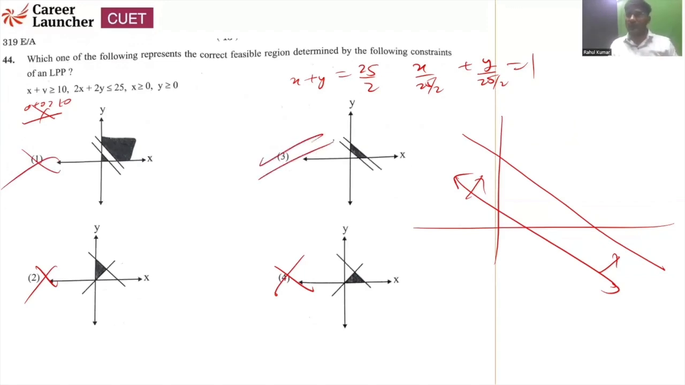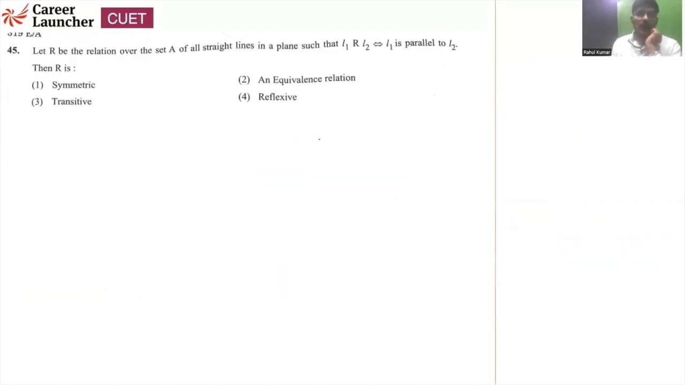First can't be the answer. By default, the third answer is the correct answer. Now, the next thing is if R is a relation on a set A, the set of lines in a plane, and the relation is L1 is parallel to L2, then which of the following is correct? First, R is reflexive. Every line is parallel to itself.